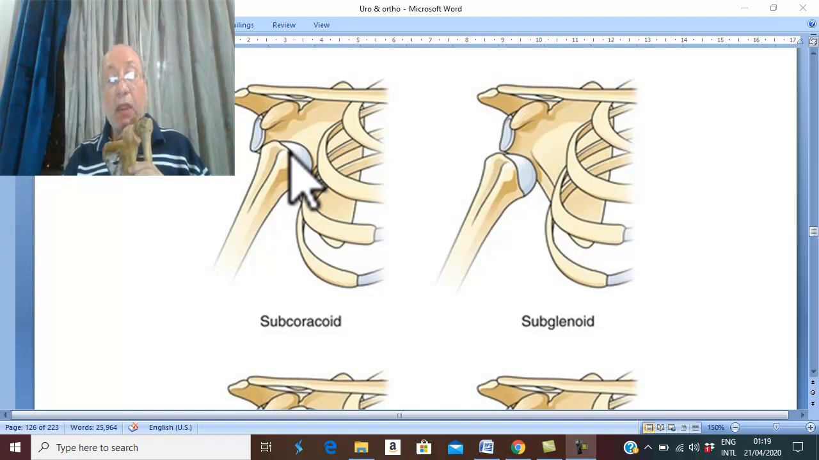Or the head of the humerus rarely becomes just below the glenoid cavity, and this is called subglenoid dislocation.